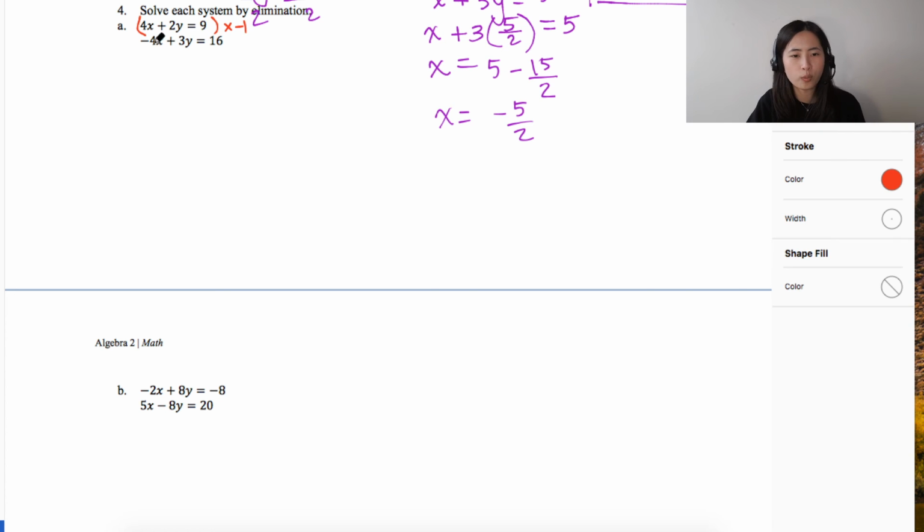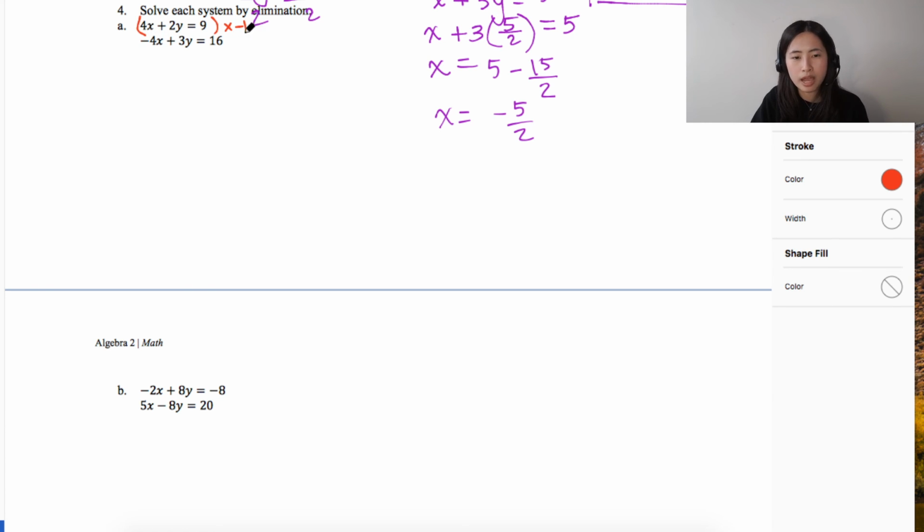Okay, and let me tell you why I'm multiplying this by negative 1. When you're applying elimination to eliminate the variable x, you need to subtract the two equations, and for this to cancel out, you would have to have this being a minus sign, or this being a plus sign.